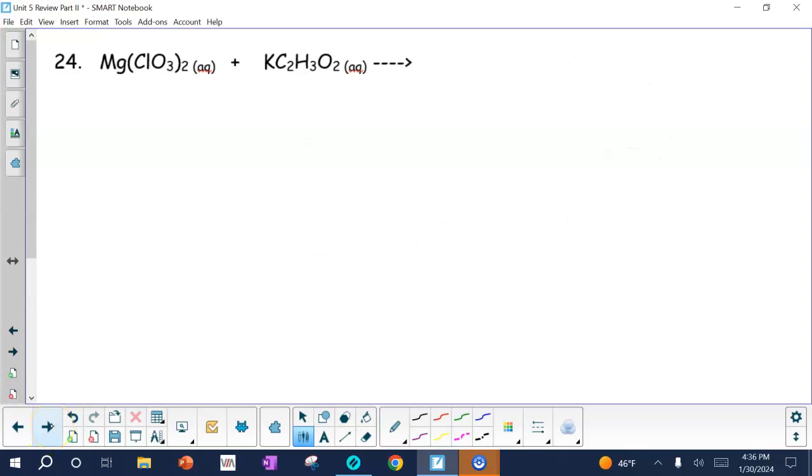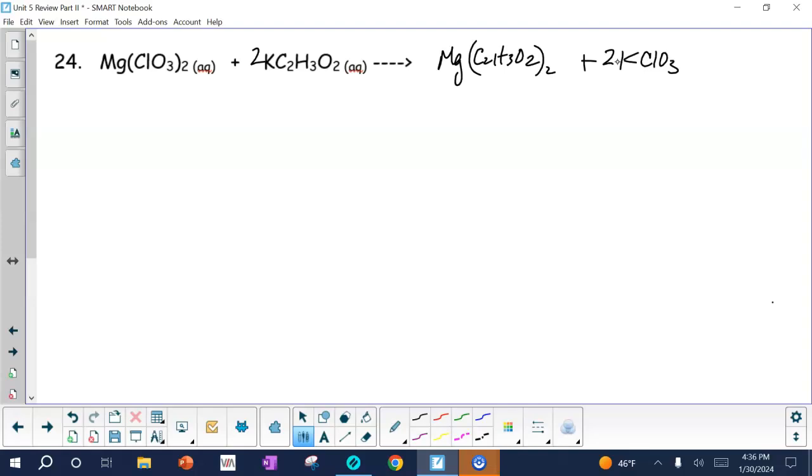Okay, next, we have magnesium chlorate and potassium acetate. Once again, magnesium is going to go with acetate. Magnesium is 2+. Acetate, C2H3O2, is 1-. The 2 comes behind here. What's left over? Potassium, 1+, and chlorate, 1-, so it's KClO3. In order to balance this, you would need a 2 here and a 2 here. That's going to balance the potassium, the chlorates, and the acetates.